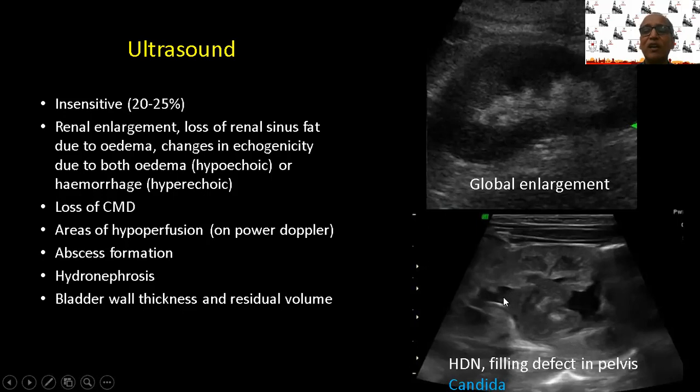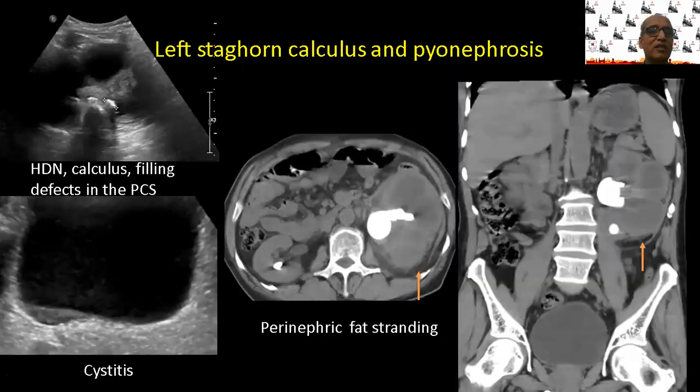In some cases, you could have a coexistent hydronephrosis like this in this particular patient with candida pyelonephritis and pyelonephrosis. So you have hydronephrosis, an enlarged kidney, and these filling defects within the calyces, which, when you have them, always think in terms of candida pyelonephritis.